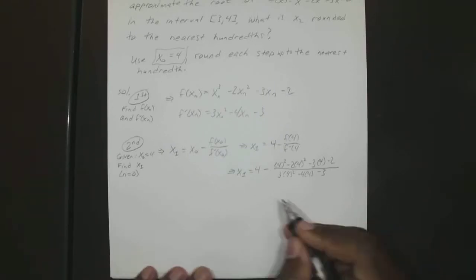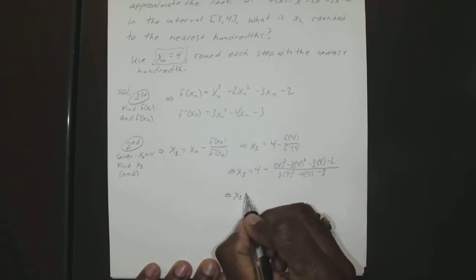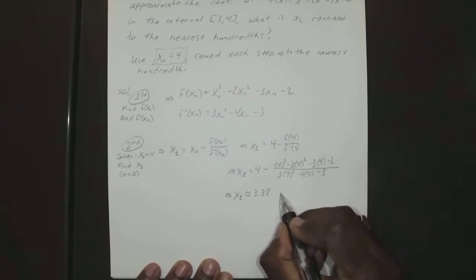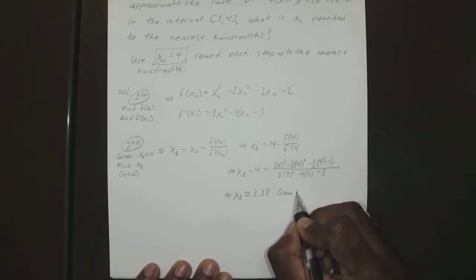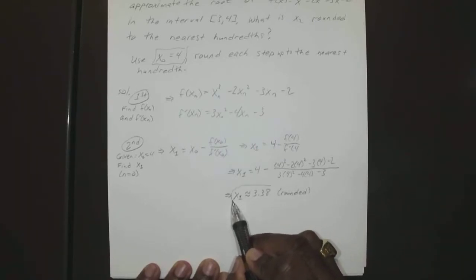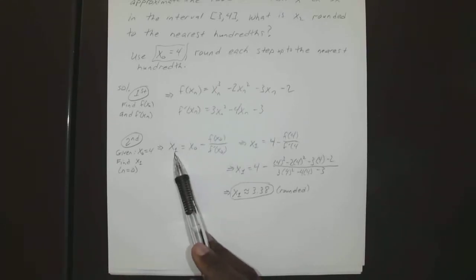All right, so when you're done calculating all of that, you'll actually end up with an x1 that's rounded to 3.38. Remember, you have to round it on each step to the nearest hundredth. Okay, so that's our first one. They want us to go all the way to our second one. So that means we have to do that again, but everything will go up 1.